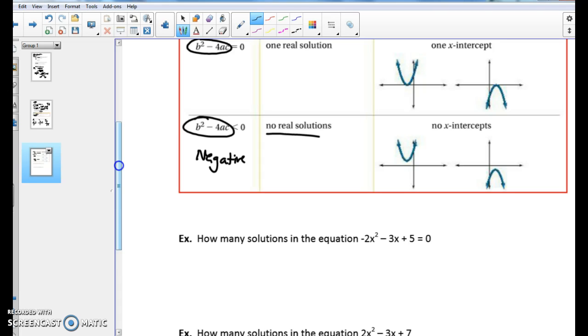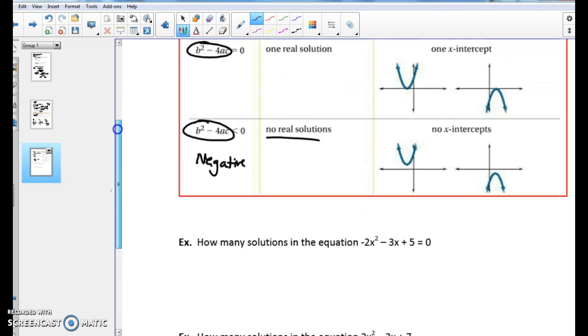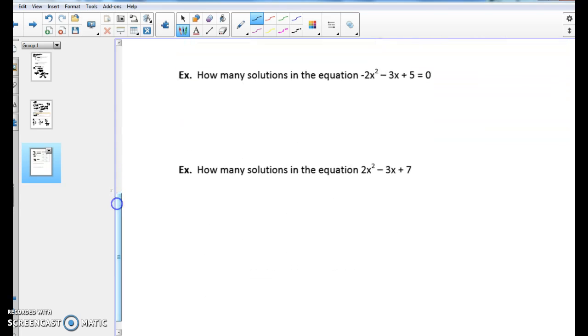And we're not really concerned about what exactly the value is. We just want to know, is the discriminant here positive, is it 0, or is it negative? Okay, that's all we're analyzing. So in this example, it says how many solutions are in the equation negative 2x squared minus 3x plus 5. And so the question, how many solutions, we've got to just focus on the discriminant. We're not worried about factoring. We're not worried about doing the whole quadratic formula here. All we're worried about is b squared minus 4ac. And then figuring out, is it positive, is it negative, or is it 0? That's going to tell us the answer, how many solutions, right?